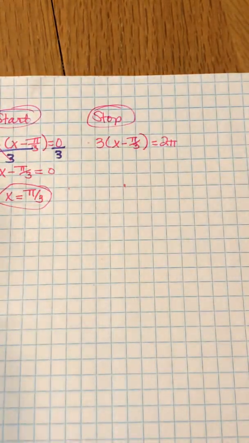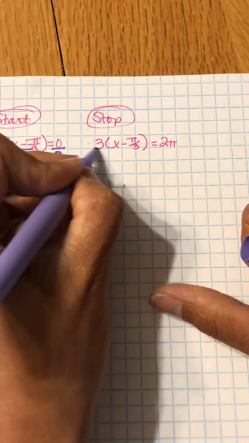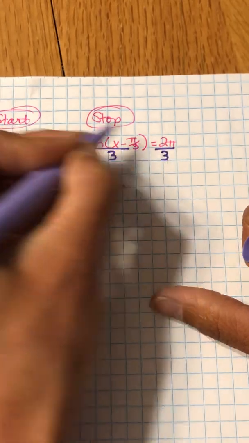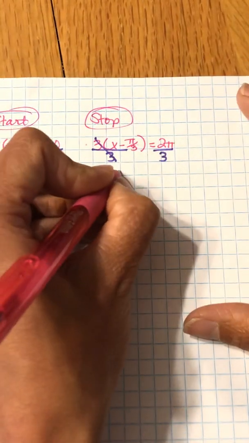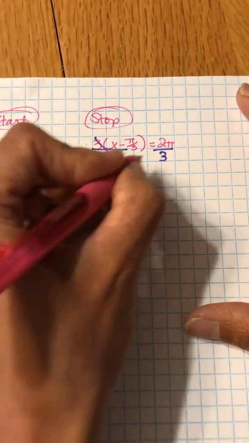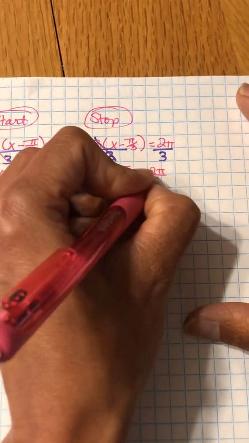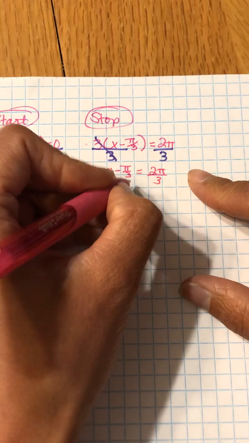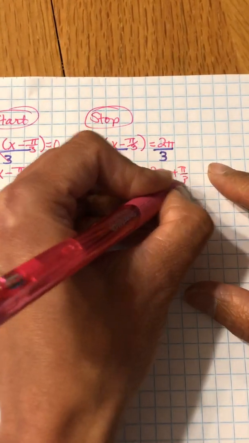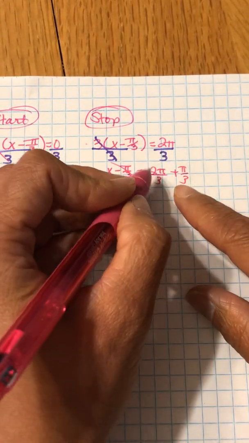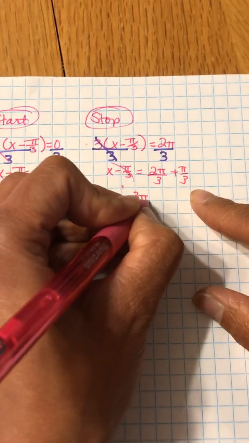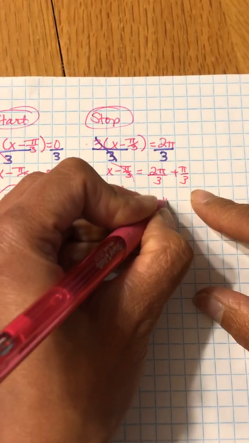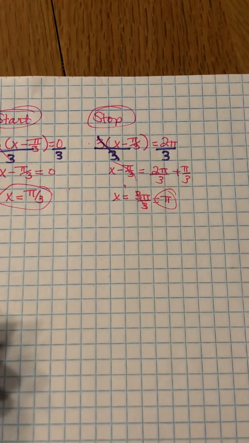The stop, we follow the same steps, so divide out the 3, don't distribute it. And we'll get x minus pi over 3 equals 2 pi over 3. Add pi over 3 to both sides. So it'll cancel out here, and then 2 pi over 3 plus 1 pi over 3 is 3 pi over 3, but the 3's cancel, so it's going to end at pi.